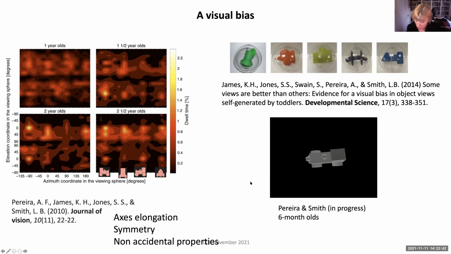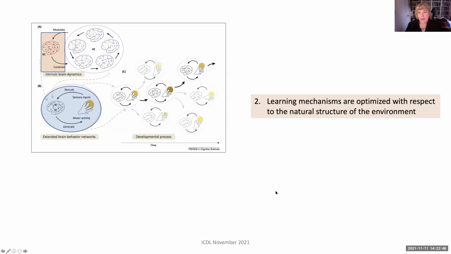All right, so the input is biased and it's connected to biases within the system, probably reflecting evolutionary, developmental, the kid's own behavior and interest, motor development. Okay. And the next thing I want to suggest is that the learning mechanisms are optimized with respect to the natural structure of the environment, okay?